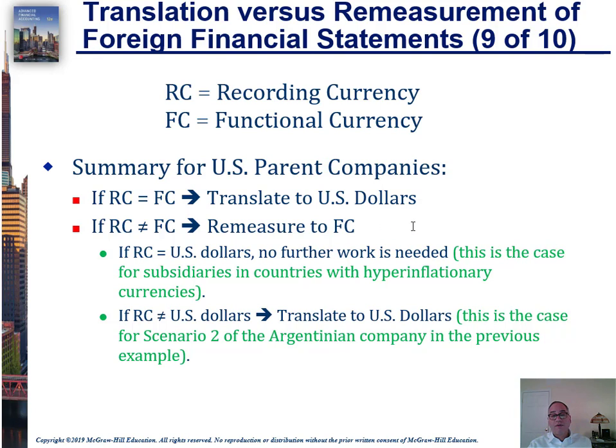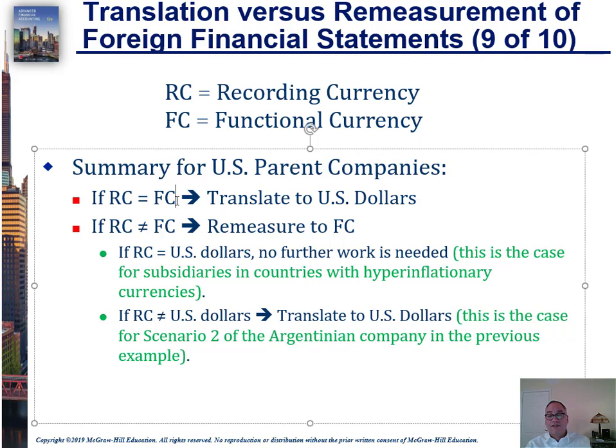So very simple. You have the recording currency, that's what you keep your books in, and the functional currency. If the recording currency is the functional currency, but it's different from the parent, then you need to translate to US dollars. If the recording currency is different from the functional currency, then you need to remeasure to the functional currency. And if that's not US dollars, then you need to translate to US dollars. If it is US dollars, then you're done.